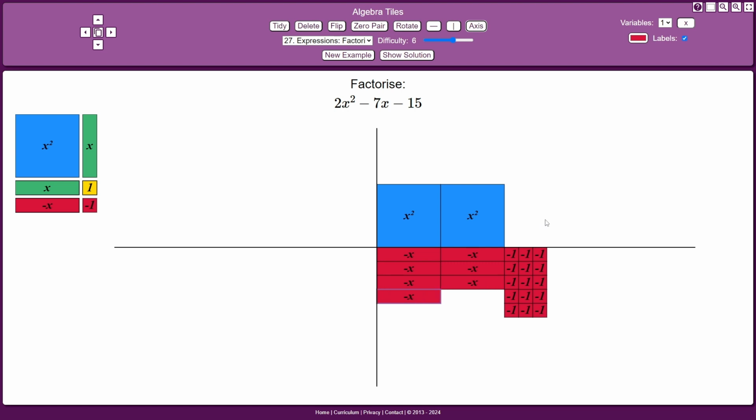I'm going to need some positive x tiles here. And this is where the idea of bringing in zero pairs will help. So if I bring in a positive x, I also need to bring in a negative x to keep the expression equal. And can I get closer to forming a rectangle?